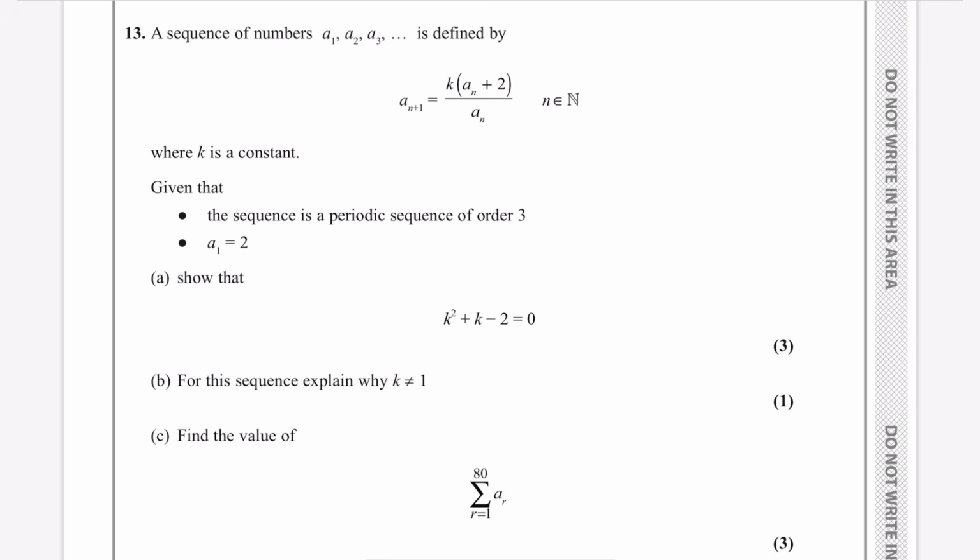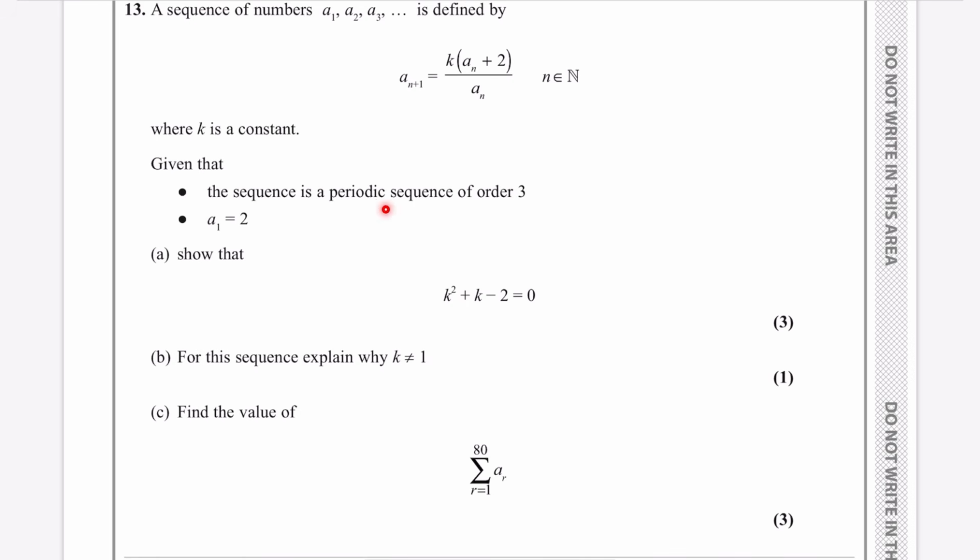Okay, question 13. A sequence of numbers is defined by this formula where k is a constant, and the sequence is a periodic sequence of order 3. That means that when you have a sequence, it's like it goes x, y, z, x, y, z, x, y, z. It means it repeats itself, and it repeats itself so that there are 3 terms in each section. That's going to be really important.